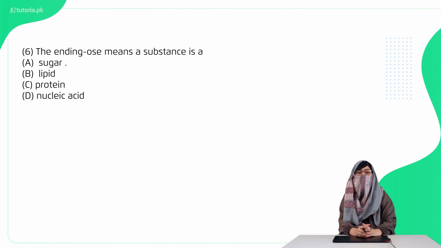Question 6 है the ending "-ose" means a substance is option A sugar, option B lipid, option C protein, option D nucleic acid. The right option है option A sugar.